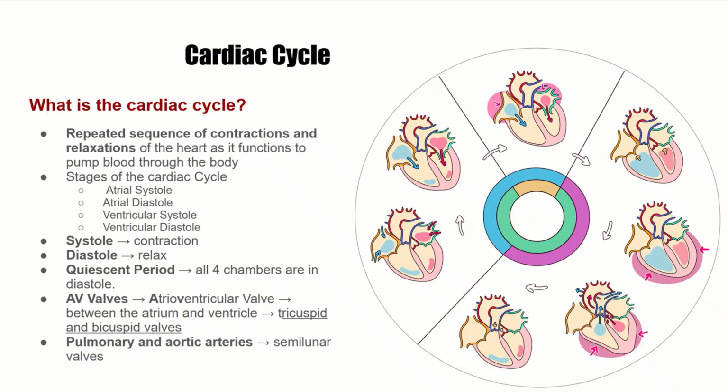Okay, now the cardiac cycle. The cardiac cycle is a sequence of contractions and relaxations of the heart as it functions to pump blood through the body. There are 4 stages: atrial systole, atrial diastole, ventricular systole, and ventricular diastole. Systole means to contract, and diastole means to relax. Atrial pertains to the atriums, and ventricular pertains to the ventricles.